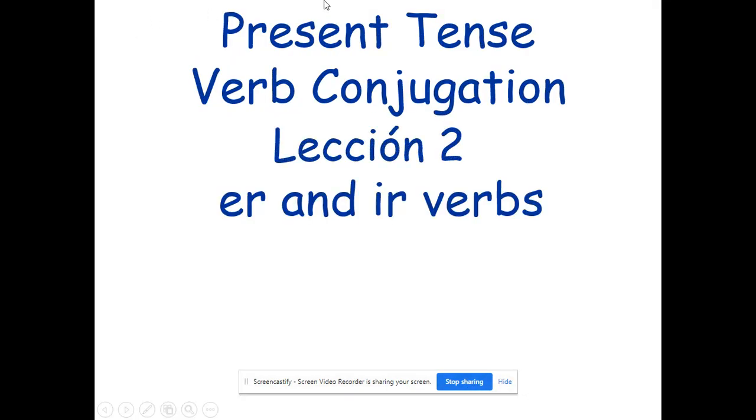Hola clase. We're going to talk about conjugating ER and IR verbs. Now we've talked about AR, but this is ER and IR.